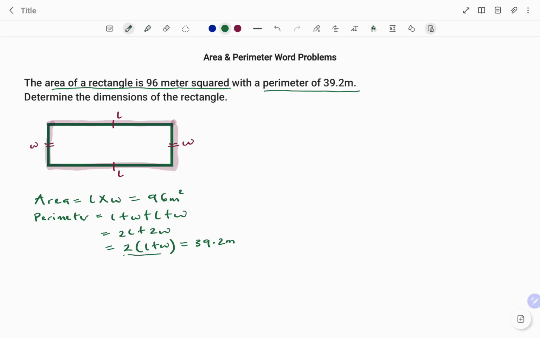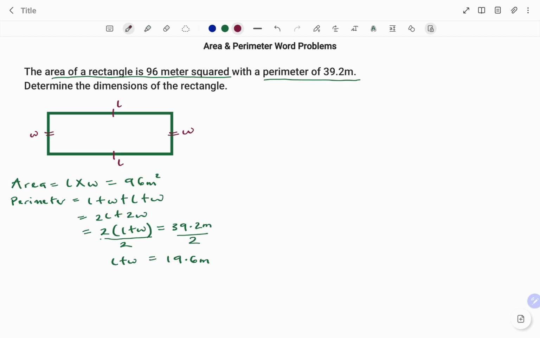Dividing both sides by 2, what I will have is the length plus width is equal to 19.6 meters. So this will give me 2 equations. I have the first one and the second one. If I write them together, I have length times width is equal to 96. I'll tag that my first equation, and length plus width equals 19.6 meters. I'll tag that my second equation.